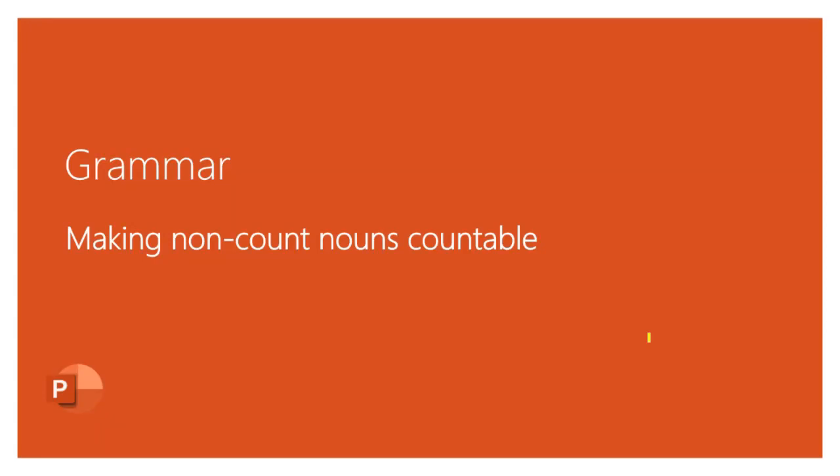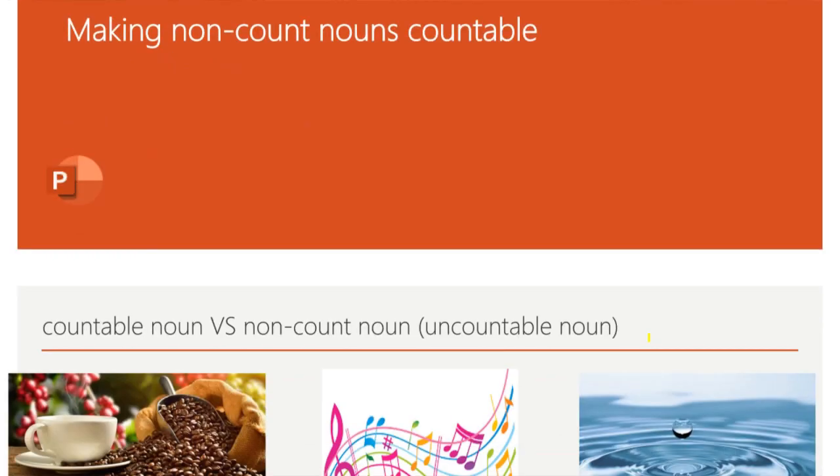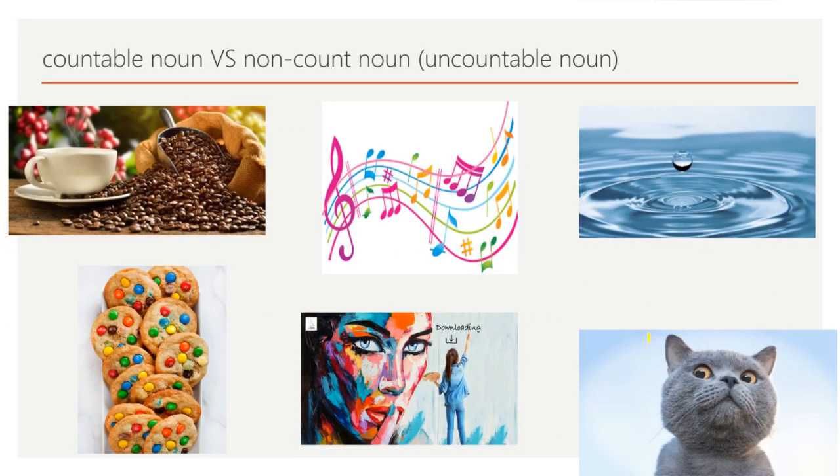In this video, we are focusing on uncountable nouns or non-count nouns and how to make non-count nouns countable. So first of all, let's check whether you know which noun is countable or which noun is uncountable. So let's start with coffee. Do you think you can count coffee? No. So coffee is uncountable.